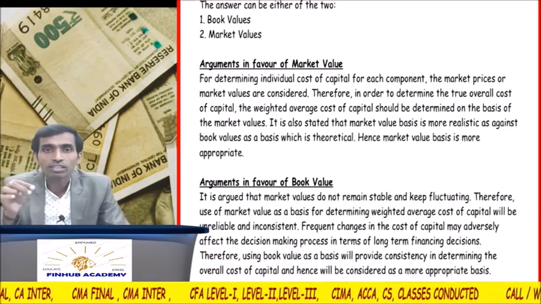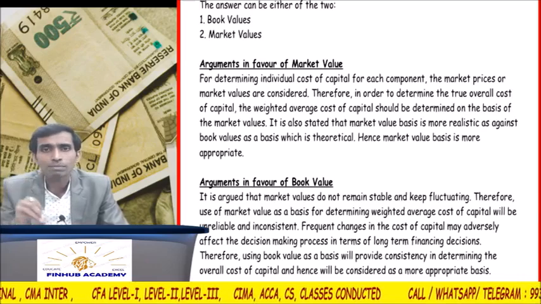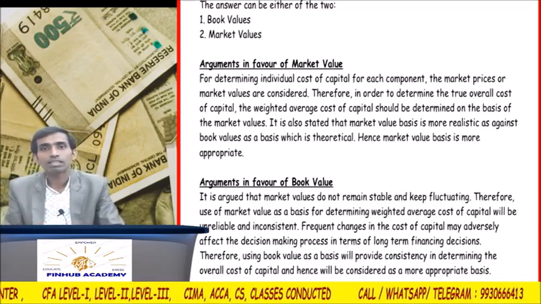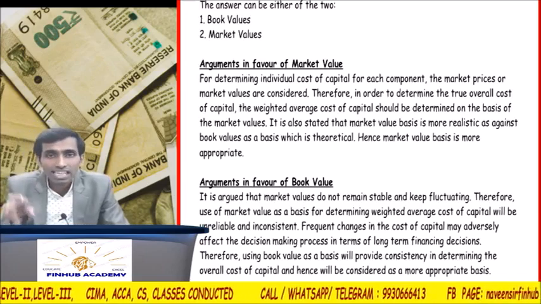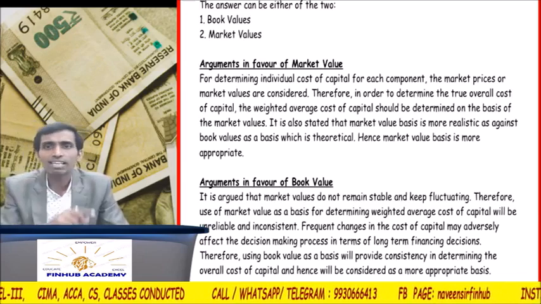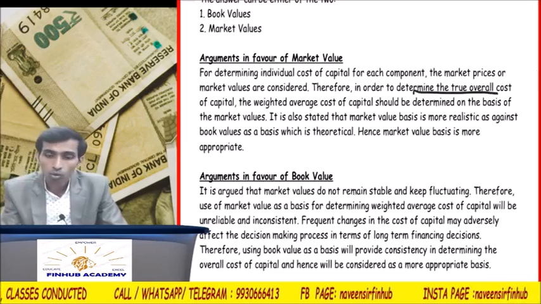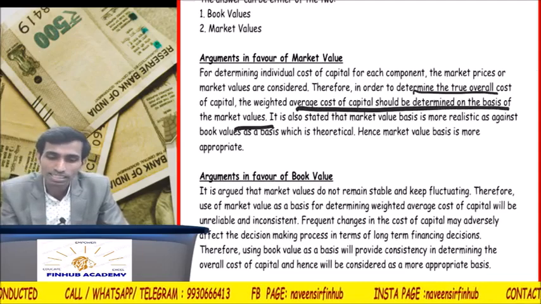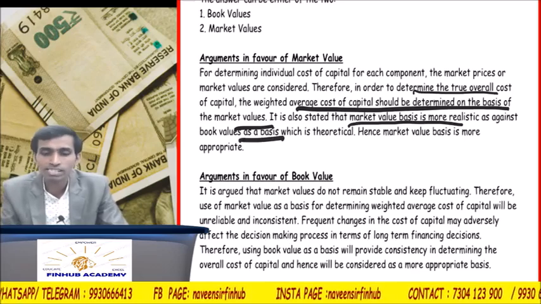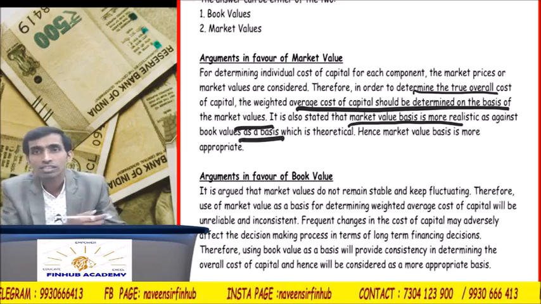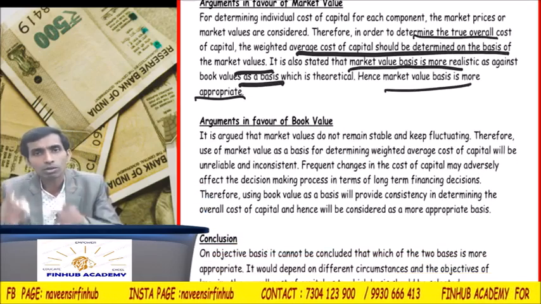When you were calculating the individual cost, what did you use? Current market price, no? Correct? So what should be used here? When we are calculating the overall, you should use the market value as the weights. Therefore, in order to determine the true, accurate overall cost, weighted average should be determined on the basis of market value. It is also stated that market value is more realistic as against the book value basis, which is theoretical, which is past. Hence, market value basis is more appropriate. Understood? Practically, it is more realistic, more practical.